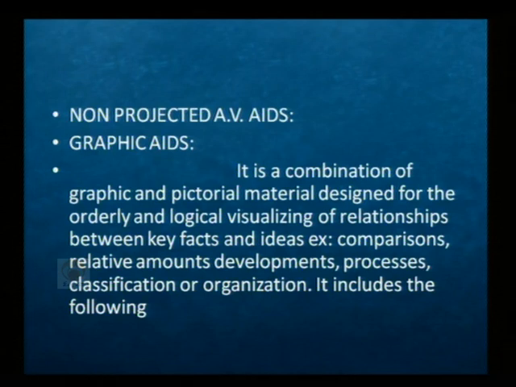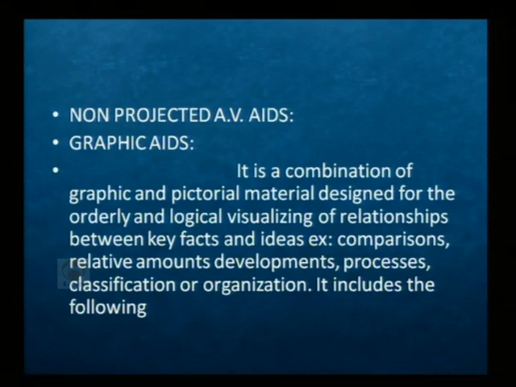Non-projected aids. Up to this much time we have learned about films and film strips. Under projected aids we have OHP, films, film strips. Then even radio comes under audio aids. Non-projected aids are audio aids. Projected aids are those where we can see them on a big screen. Non-projected aids are those where we can hear only, not on the big screen.